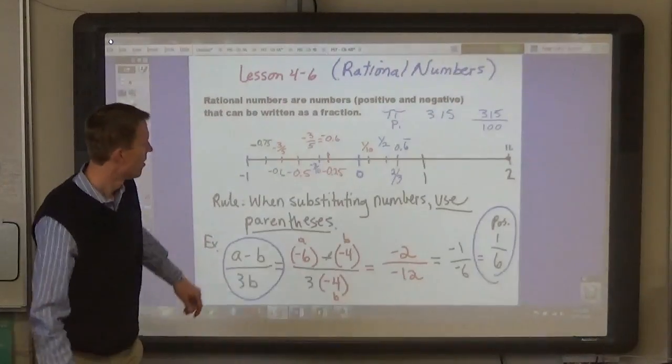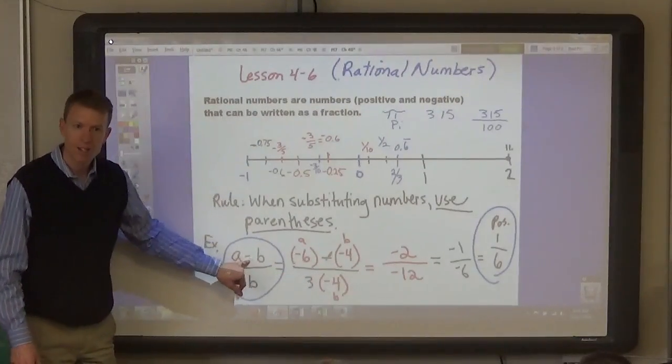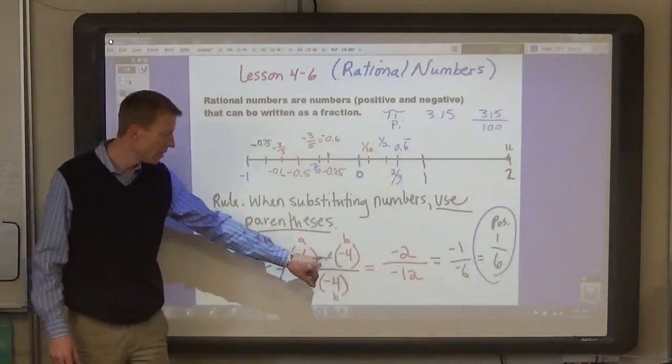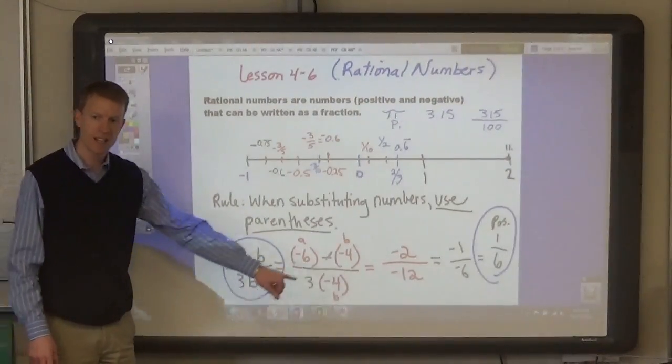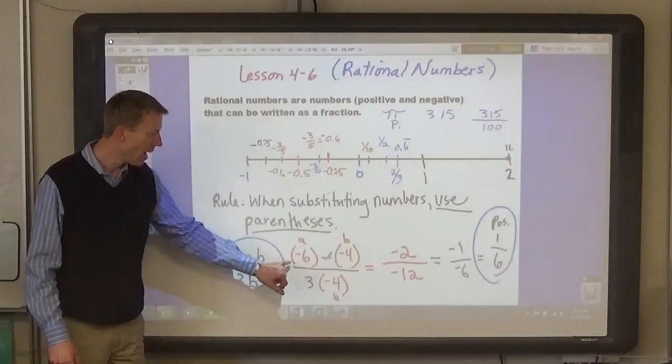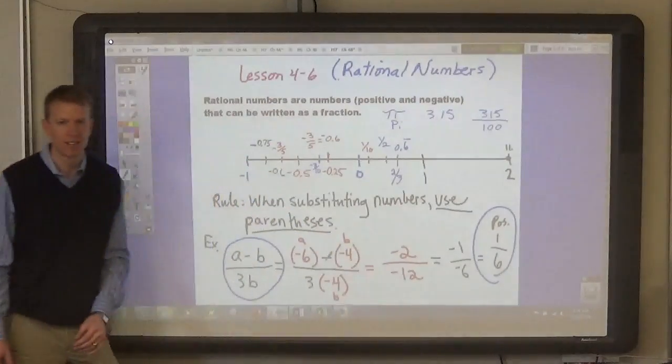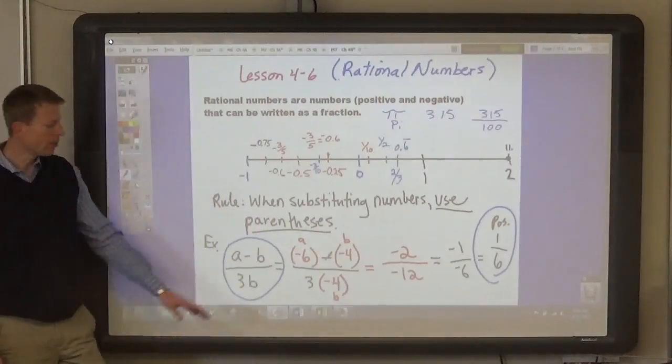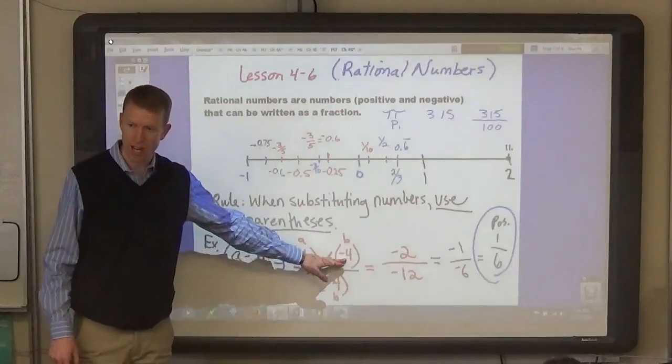Okay. So, notice that this minus sign, you have to put it in parentheses so that the minus sign stays there. And then, how do you get negative 2 out of that? You start with negative 6 minus negative 4. How is that negative 2?